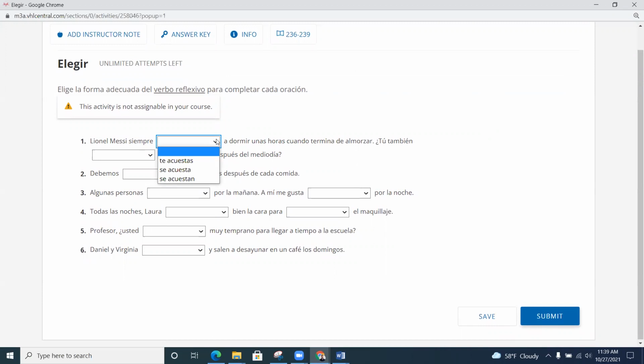So here we go. Lionel Messi siempre te acuestas, se acuesta o se acuestan a dormir unas horas cuando termina de almorzar. Pausa. And we're back. So here would be se acuesta, right? Because we're talking about Lionel Messi. So it has to agree. Se acuesta goes with él, right? So he goes to bed.